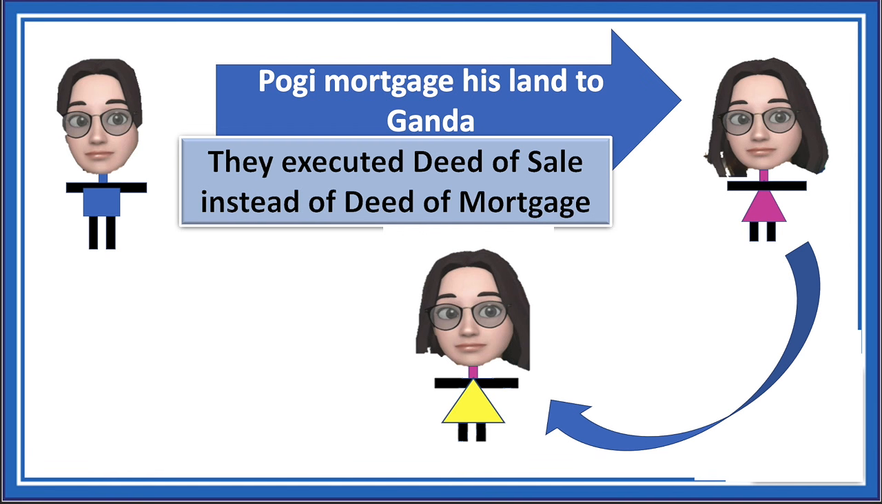So, Pogi and Ganda are now estopped from claiming na wala naman talagang deed of sale or contract of sale na nangyari between them. Right? So, that's Article 1345 and 1346. We are done with consent.